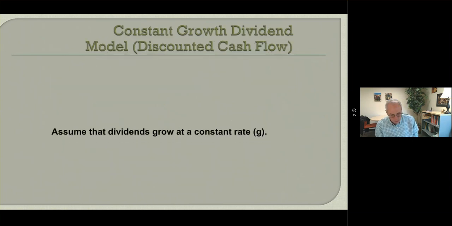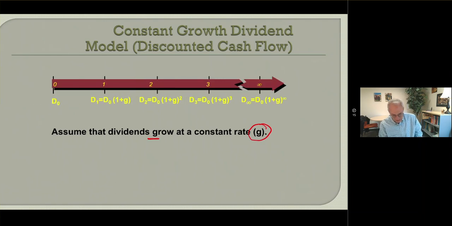So we're going to assume that the dividends grow at a constant rate. We call that rate G for growth. That's the growth rate. So how do we calculate the future dividends? Well, we have to be given some dividend at some point in time to be able to figure out what the future or past dividends are.